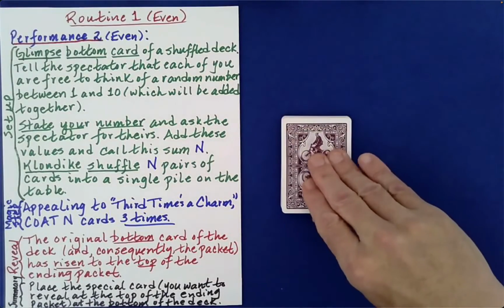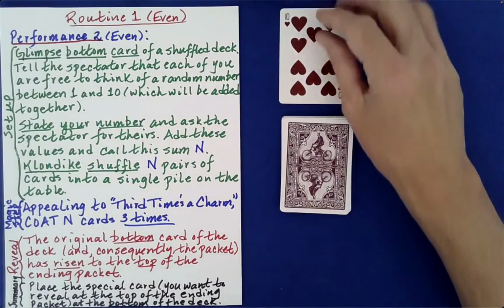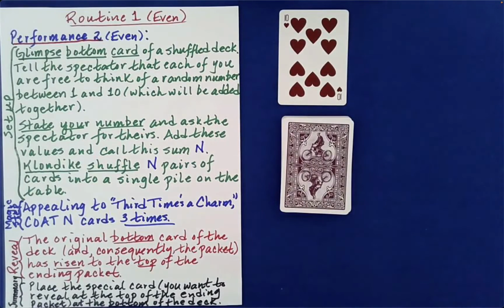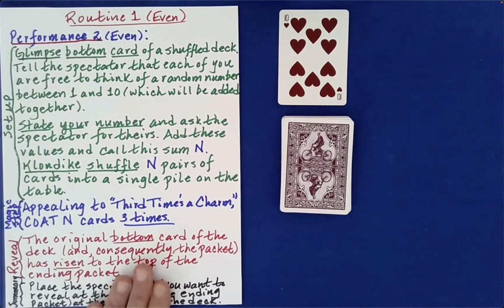We actually glimpsed it at the beginning. It was the 10 of hearts, if you remember. And so you could reveal that in a number of different ways. Once again, you could have the spectator look at it, and you could try to divine what it is they're looking at. Or you could have a written prediction. In this case, the written prediction would have to be written after the shuffling has been completed and you've actually spotted the identity of the bottom card. So that is one way to do this performance too.